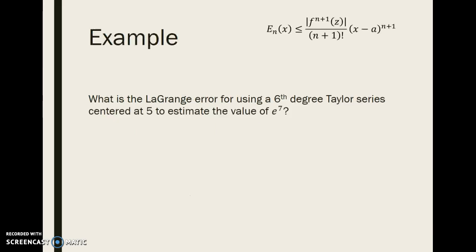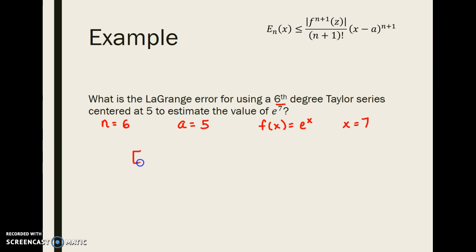Okay, so for this example, we want to know what the Lagrange error is for using a 6th degree Taylor series centered at 5 to estimate the value of e to the 7th. So n for us is going to be 6. A is going to be where we're centered. We're centered at 5. We want to evaluate e to the 7th, so our function is e to the x, and x is going to be 7.